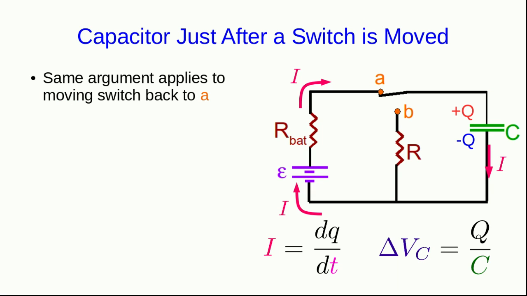Now all of those same arguments will apply to when we move the switch back to A. Whatever the charge was and whatever the potential difference across the capacitor was just before we moved the switch back to A, it'll be the same just after we move it back to A.